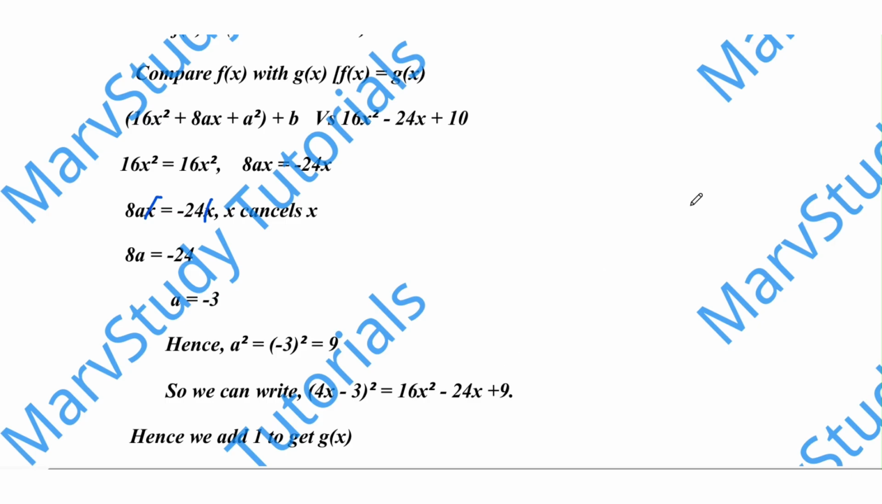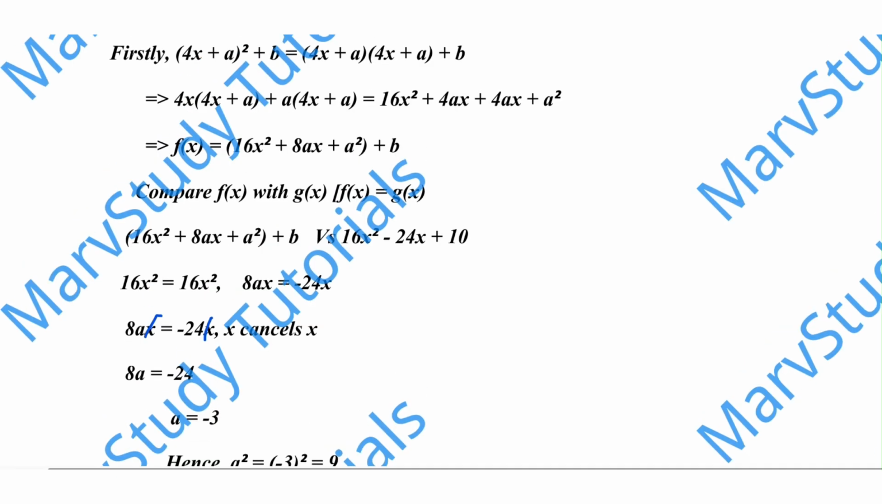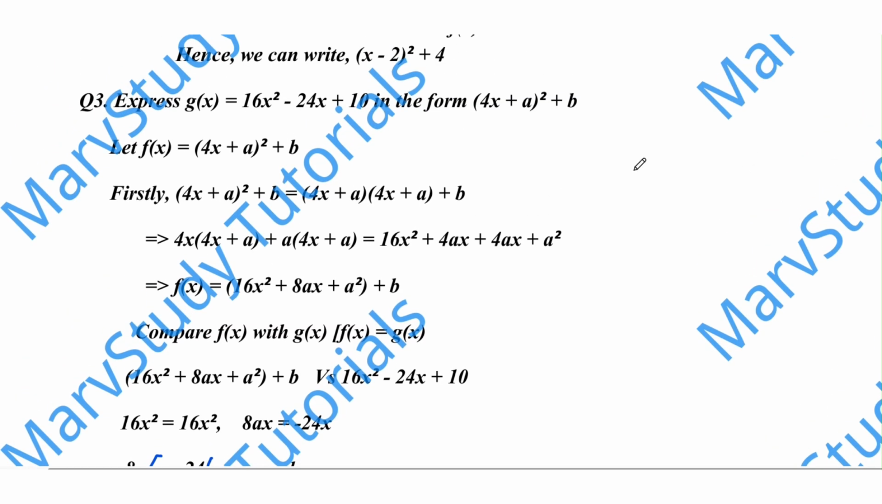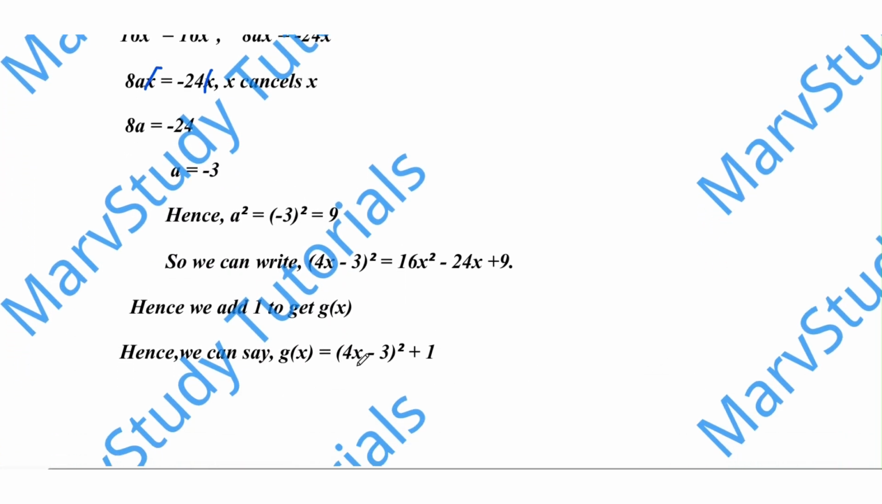But the earlier expression we were given was what? A positive 10. The constant was positive 10. The question was f of g of x equal to, if you look, g of x was equal to 16x squared negative 24x plus 10. But we have 16x squared negative 24x plus 9. So we need an extra 1. Remember I said you must maintain the expression that's given in the question. So we need an extra 1. So we could write it as (4x negative 3) all squared plus 1.